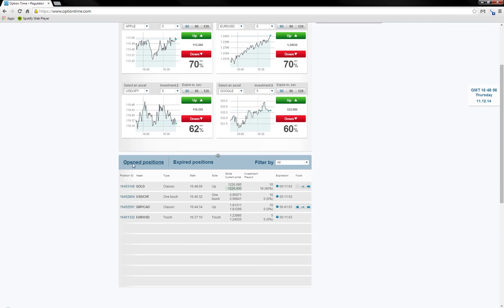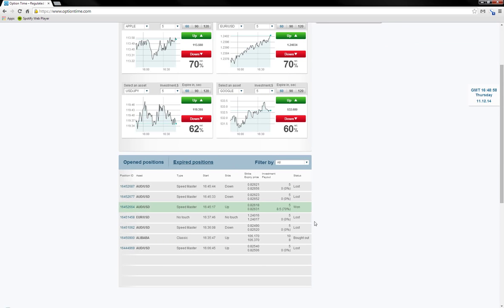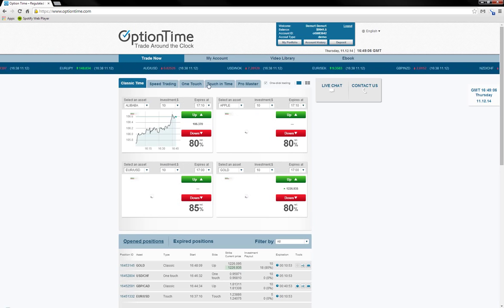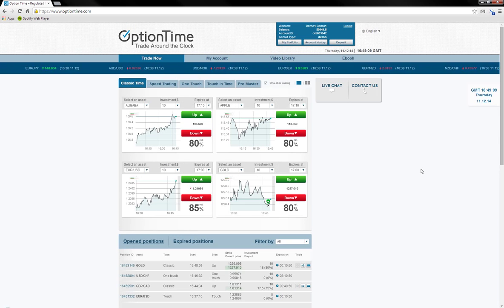Okay, now we have touch and time. Let's pick a pair that they support. GBP USD. I believe I have a touch and time running, so that's probably why it's not letting me. Just so we can look at it though, touch and time, 70% payout with $5 or $7 investments.